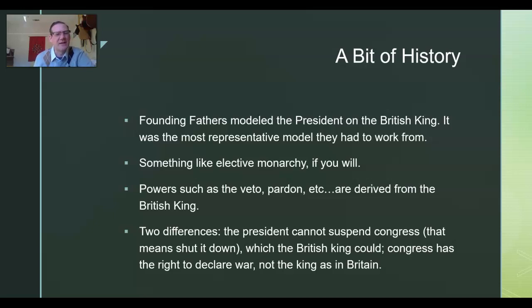Okay, so let's just look at a bit of history here. Where did our founding fathers get the basic model for the president that they put together? Well, they got it mostly from the British king. That was what they were familiar with.